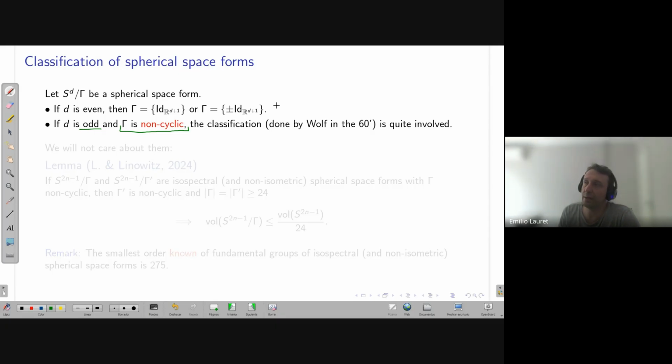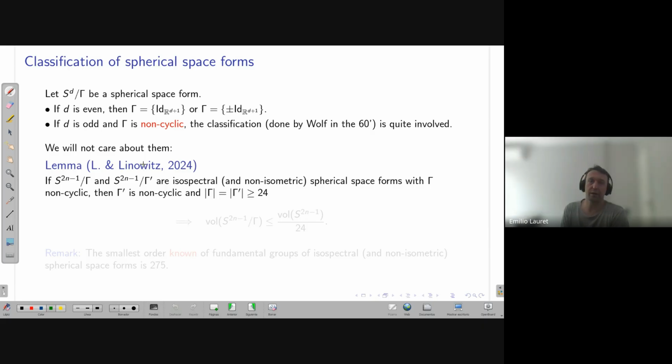Okay, this is very nice. Actually, my student Mauro Colantonio is working with them. But in this talk, we will not care about these non-cyclic fundamental groups, because with Benjamin Linovitz, we proved that if you have two isospectral spherical space forms with one of them with non-cyclic fundamental group, the other one also will be non-cyclic. This was proved by Ikeda, actually.